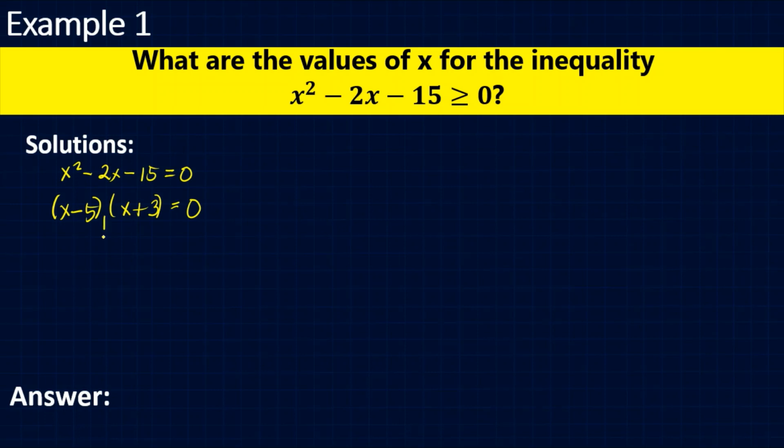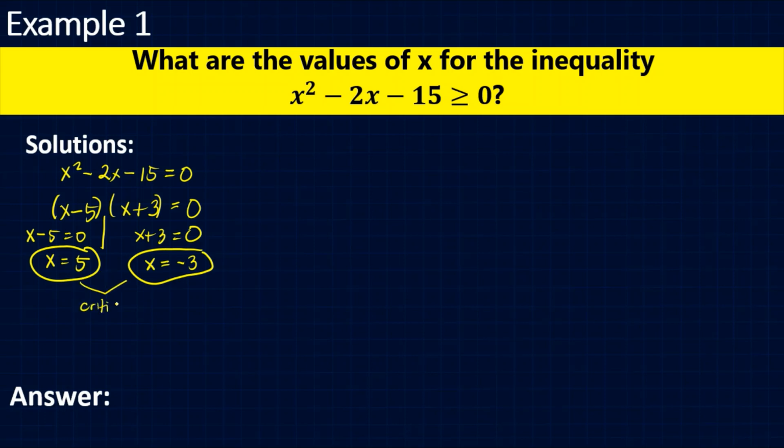Then equals 0. Paghiwalay natin yung dalawang factors, we will have x minus 5 equals 0, and then x plus 3 equals 0. So x here is equal to positive 5. And then we will have x is equal to yung positive 3, manilipat magiging negative 3. So yung 5 and negative 3 na yan ay tatawagin nating critical numbers.